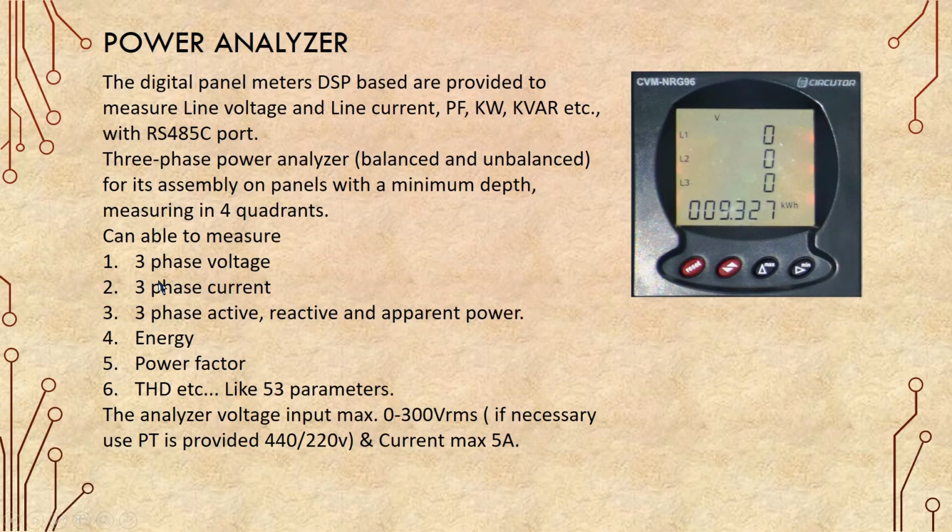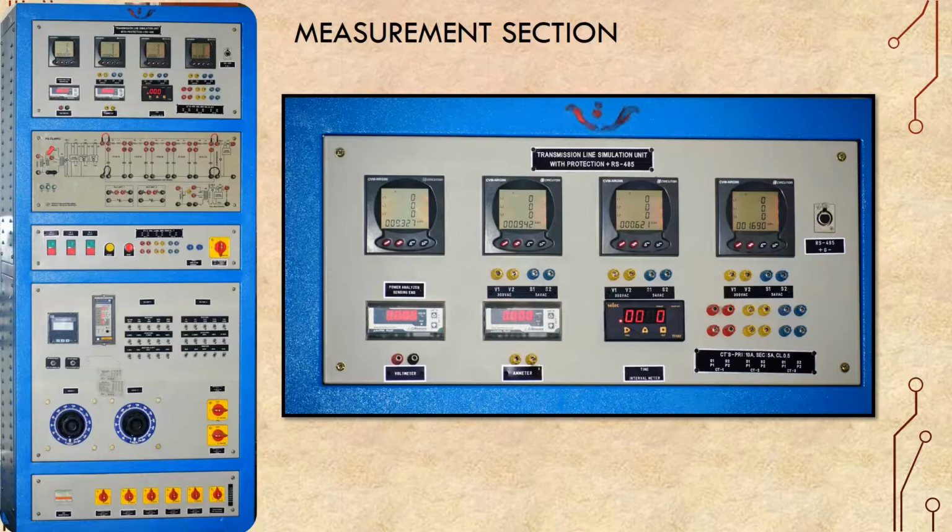Next, see the analyzer. This power analyzer is a DSP based meter, meaning its inputs are voltage and current, and it is 3 phase. In our experiment, in this panel, only single phase terminals are given on the outside, and the rest of the phases are kept open inside.